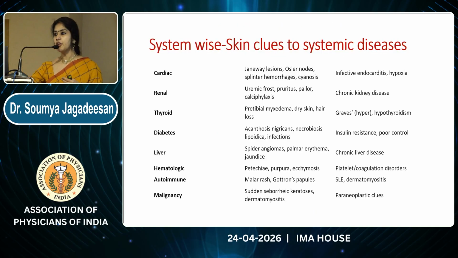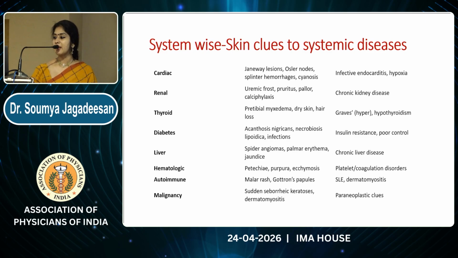When we talk about system-based skin manifestations, you have all these conditions. Cardiac: you have infective endocarditis, with Janeway lesions, Osler's nodes, splinter hemorrhages and all that. Renal: you have uremic frost; end-stage renal failure and dialysis patients complain of incessant pruritus. It's very difficult to treat because of dry skin and so many other things. Thyroid disease: you get pretibial myxedema, and the hair and skin lack luster. Diabetes, we already talked about. Liver: you get palmar erythema, spider angiomas and things like that.